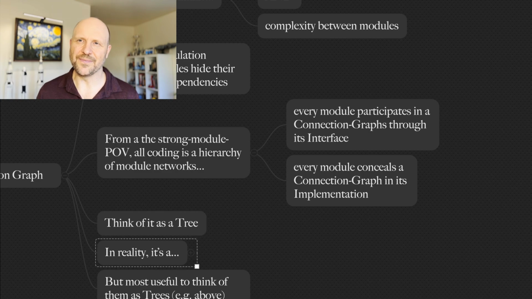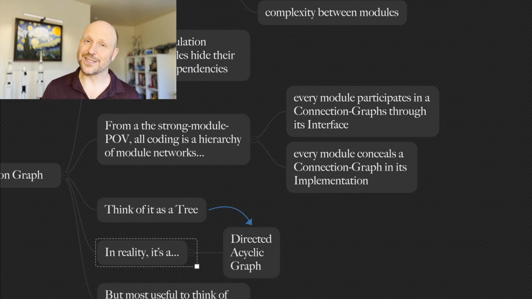So think of it as a tree. In reality, it's probably a directed acyclic graph. And for those of you who want a quick refresher, that's basically like a tree, but where some children can have multiple parents. As long as no child is itself its own ancestor, which is to say if you follow the parent graph up, it doesn't eventually get back to the child again. So that's to say there are no cycles, acyclic. Then it's a directed acyclic graph. And this is actually perfectly okay for good modular design.